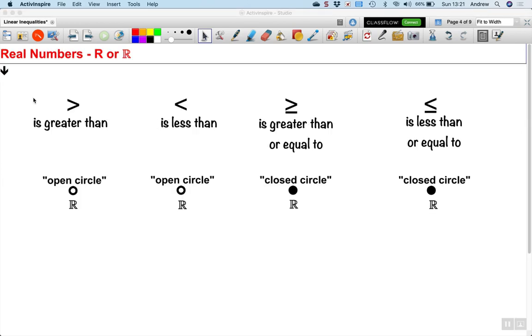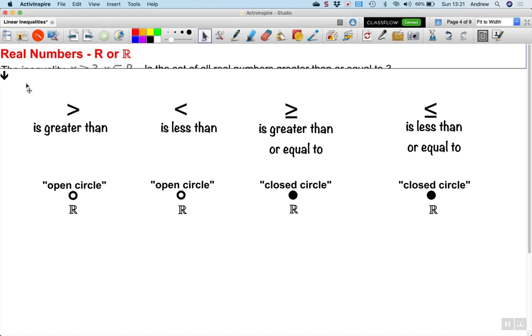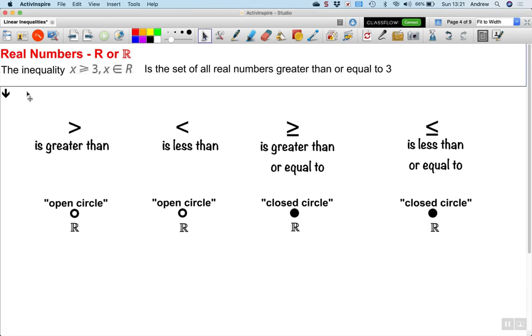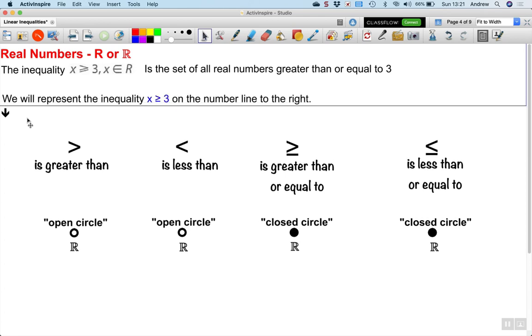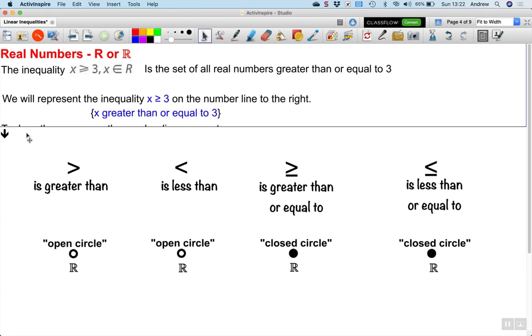Looking at the set of real numbers. Real numbers is the set of all decimals. This is a combination of rational numbers, which is the set of all fractions, and irrational numbers, which is the group of all decimals which cannot be represented as a fraction. So we're looking here at the inequality x is greater than or equal to 3, the set of all real numbers that is greater than or equal to 3.